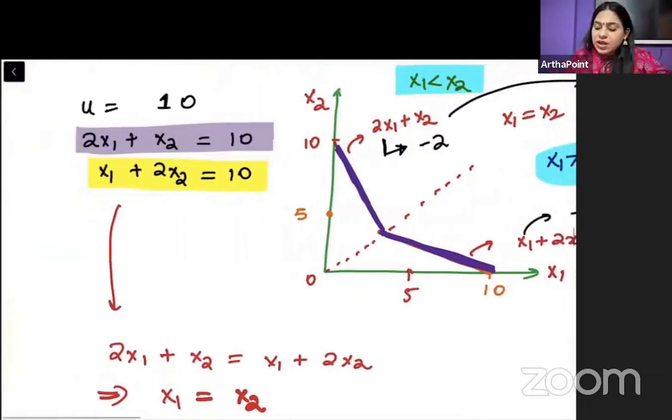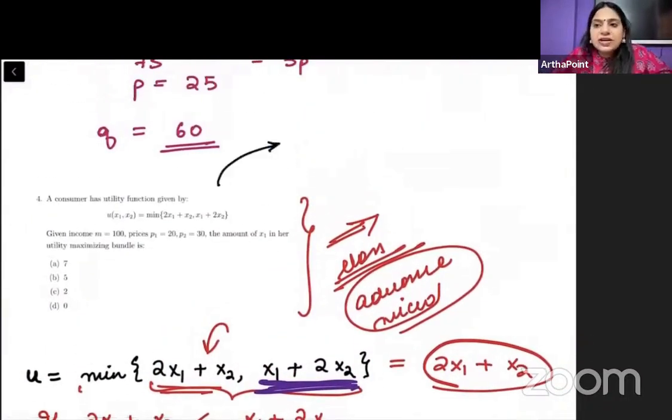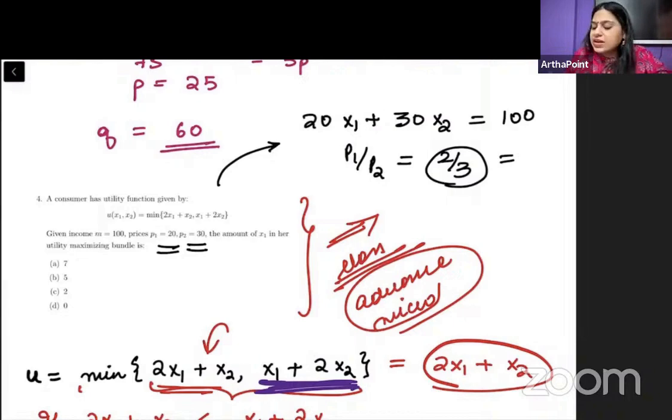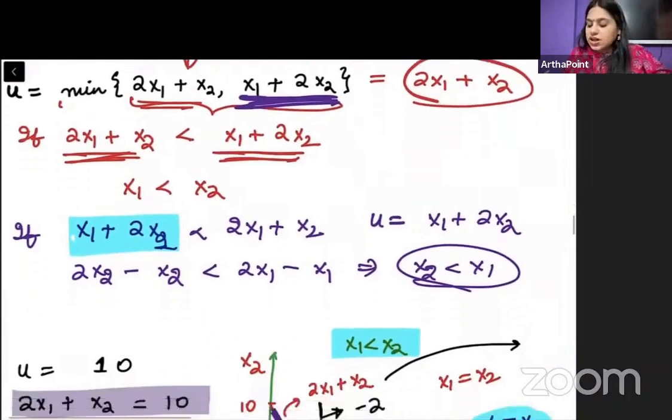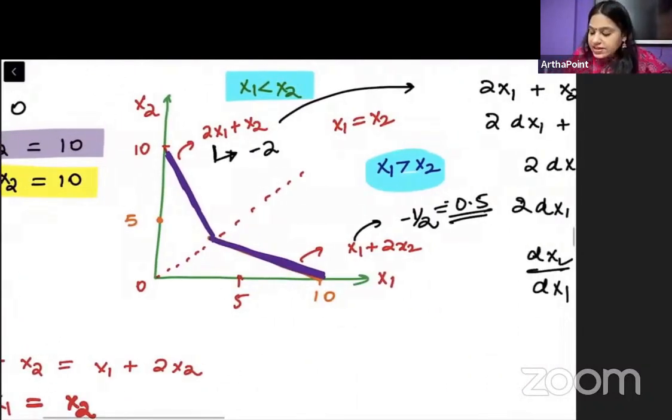Now, let us continue. Now, let us try to go ahead and think about the budget line. So what is going to be the budget line given to me in this case? The budget line is that price of good 1 is 20, so 20x1, price of good 2 is 30, so 30x2 is equal to income. So the slope of my budget line, P1 by P2, is going to be 2 by 3, which is going to be 0.67. So the slope of my budget line is lying between 2 and 0.5.